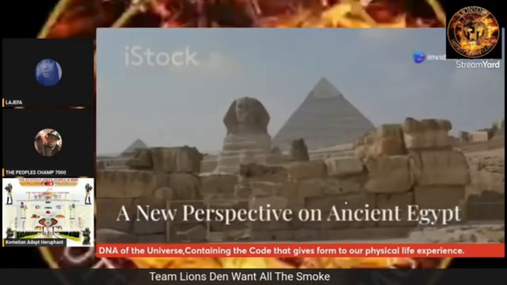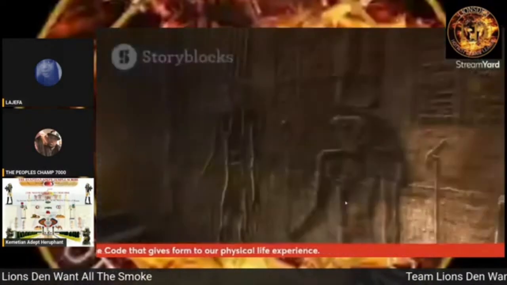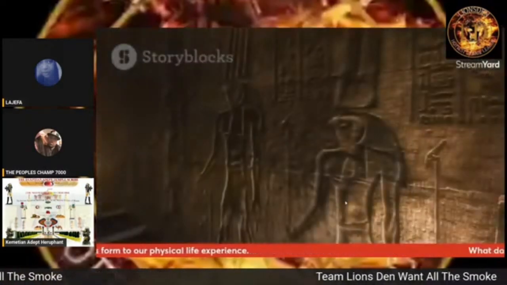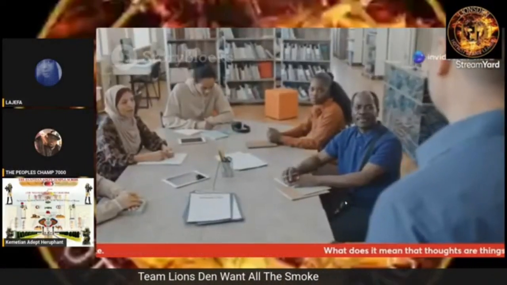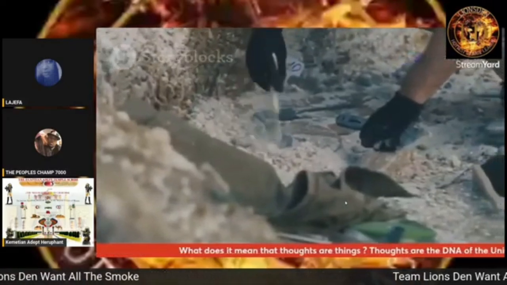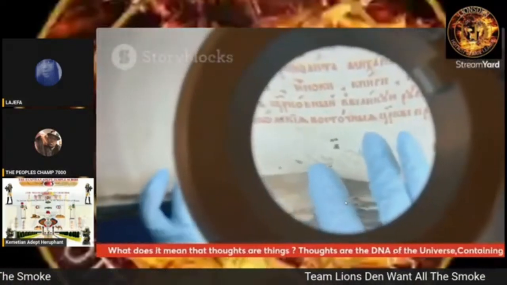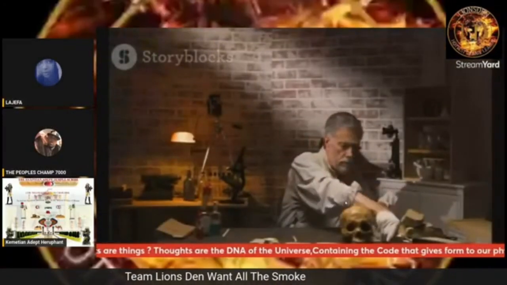Section 7, a new perspective on ancient Egypt. The Hierophant's ideas are certainly thought-provoking. They challenge us to reconsider our understanding of ancient Egyptian language and culture. While his claims are not universally accepted, they raise important questions. Could there be more to the story than we currently know? Is it time to revisit our interpretations of the past? The Hierophant encourages us to keep an open mind.